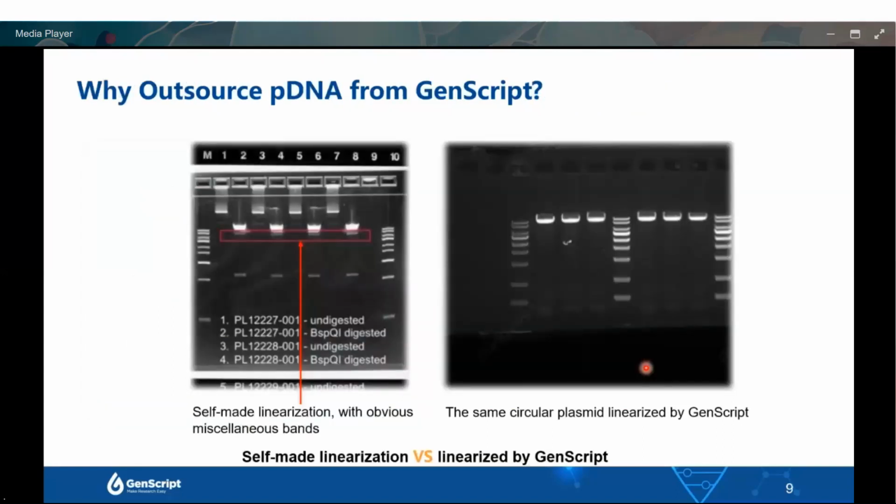And why do we outsource the plasmid DNA from GenScript? Because here's a comparison between self-made linearization versus linearization by GenScript. We can see that self-made linearization has obvious miscellaneous bands, but this one provided by GenScript is much cleaner.